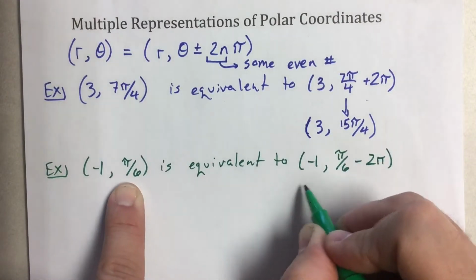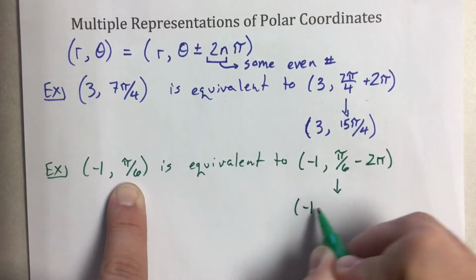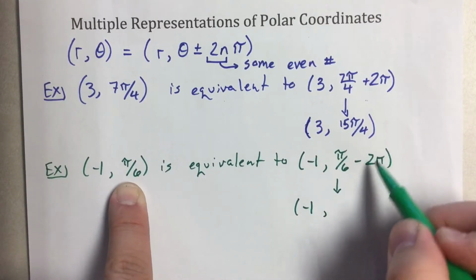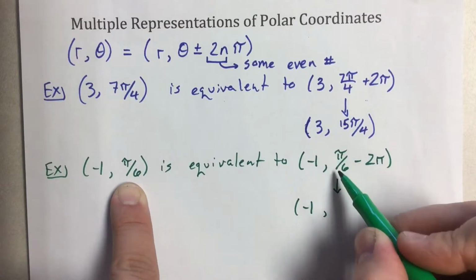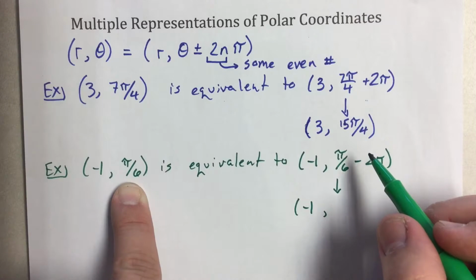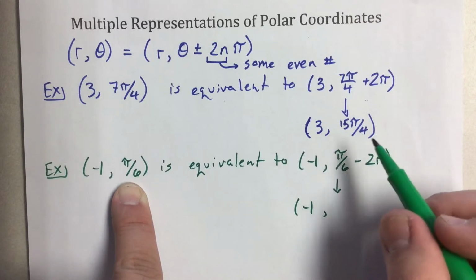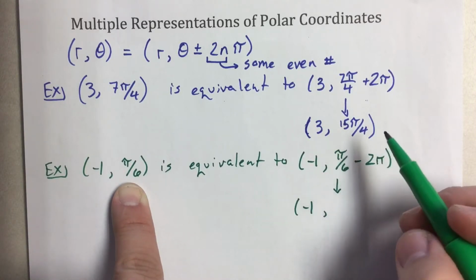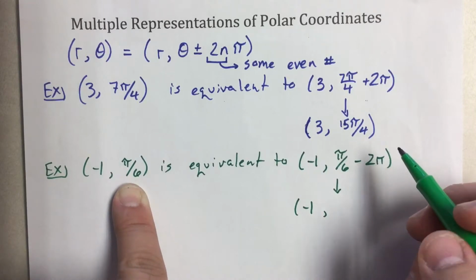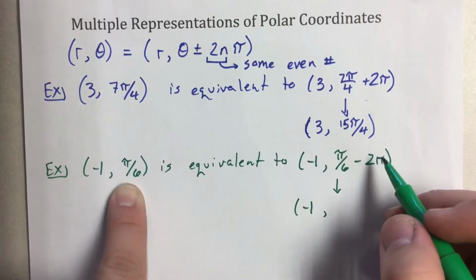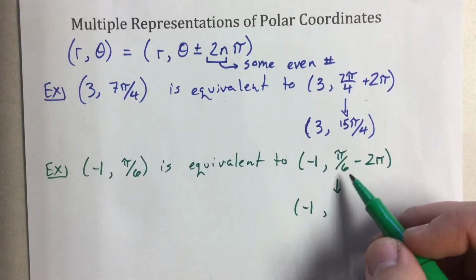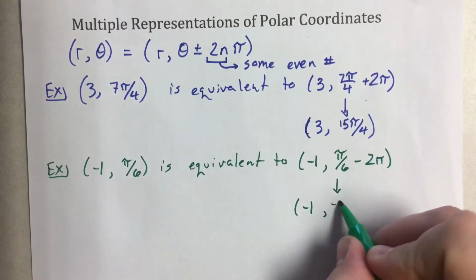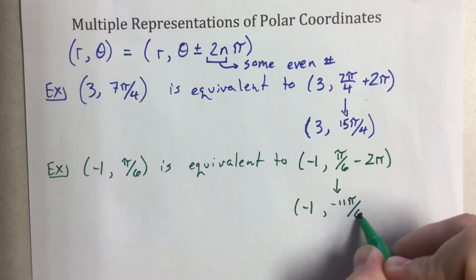All right, so that gives us -1. So 2 pi is 12 pi over 6. So 1 minus 12 is negative, I believe, -11 pi over 6. Is that right? 2 pi is 12 pi over 6. Yes. And 1 pi over 6 minus 12 pi over 6 is -11 pi over 6.